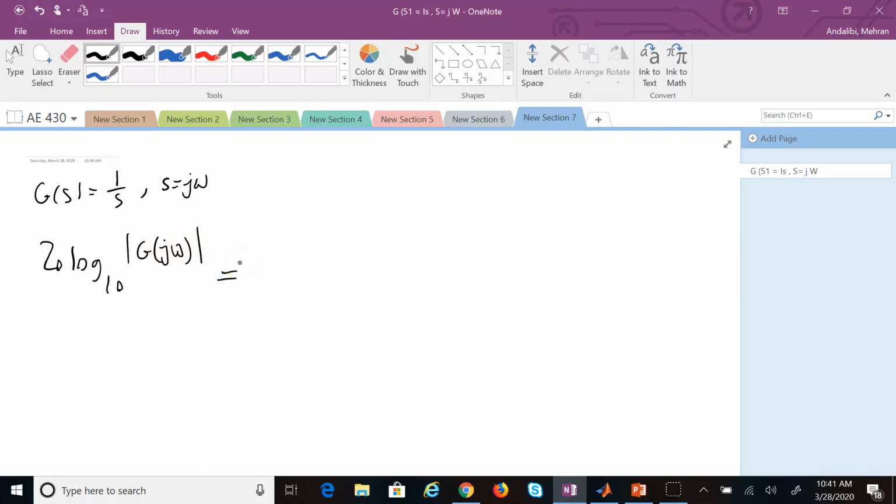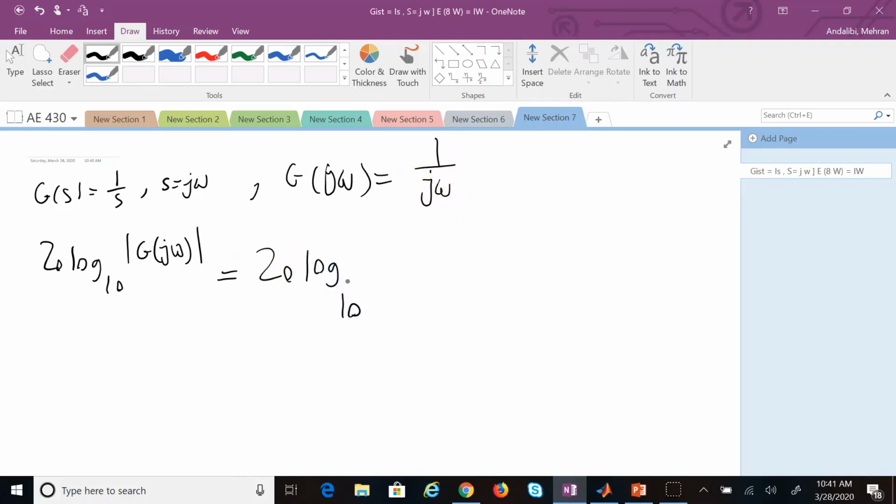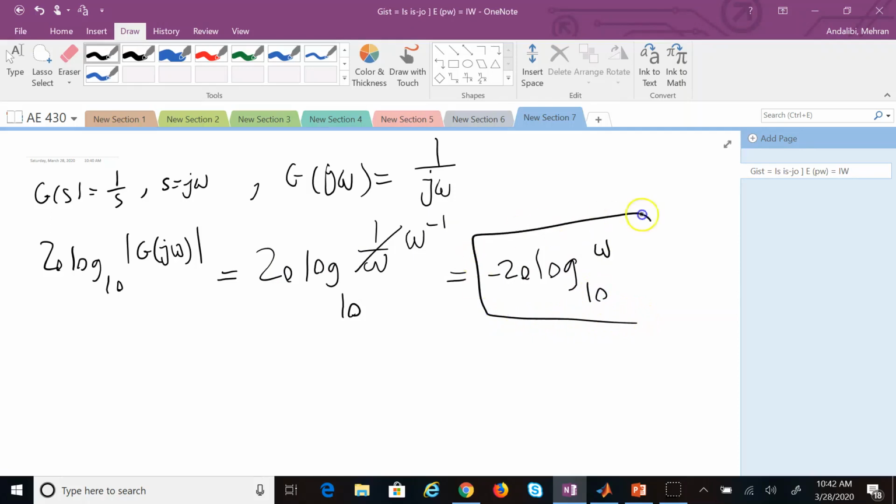It's going to be what? So what is G(jω) first? G(jω) is 1 over jω, right? And what is the magnitude of that? It's just 1 over the magnitude of the denominator, which is omega. So it is going to be 20 log10 of 1 over omega. Correct? That's the magnitude of numerator divided by denominator. And 1 over omega is the same as omega to the -1, right? And that -1 can come out front, so it is going to be -20 log10 of omega. So that is the log of magnitude.